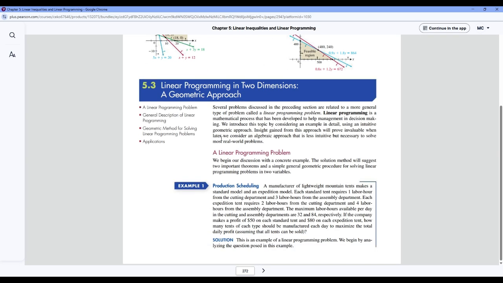Alright, so it looks like several problems discussed in the preceding sections are related to a more general type of problem called a linear programming problem. Linear programming is a mathematical process that has been developed to help management in decision making. We introduce the topic by considering an example in detail with intuitive geometrics. So let's just take a quick peek.